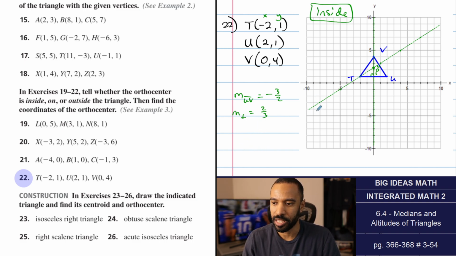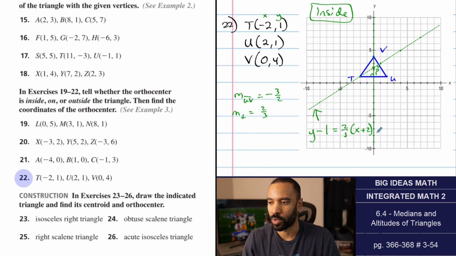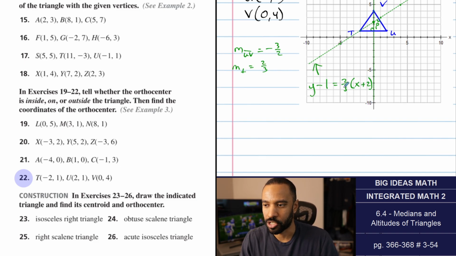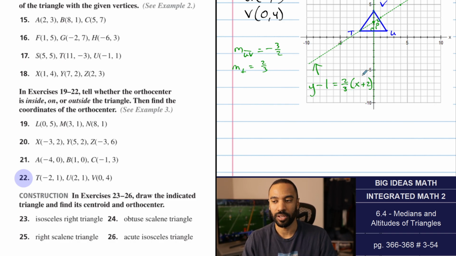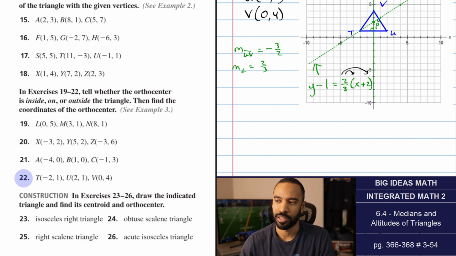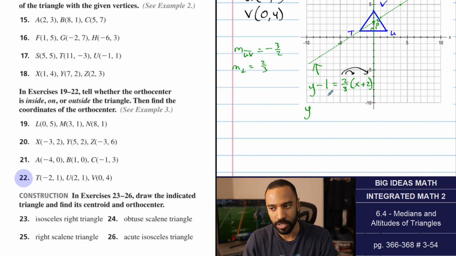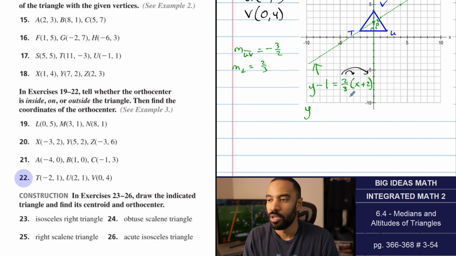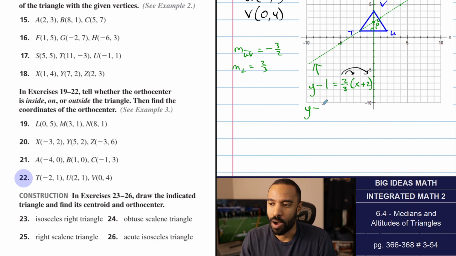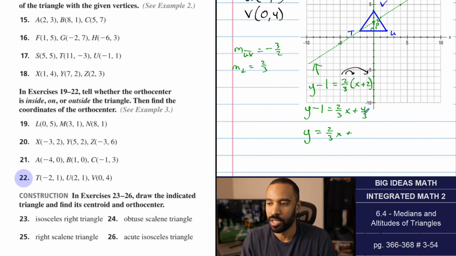So I do have an equation here: y minus y1 equals m times x minus x1. Now that doesn't answer the question, but whatever the y-intercept of this is will answer it. Let's distribute 2/3 into here, and then I'll add 1 to both sides of the equation. I'm using point slope form, not the way you have to do it. y minus 1 equals 2/3 x plus 4/3. Add 1 to both sides, I get y equals 2/3 x plus, now 1 is also 3/3, so 4/3 plus 3/3 is 7/3.